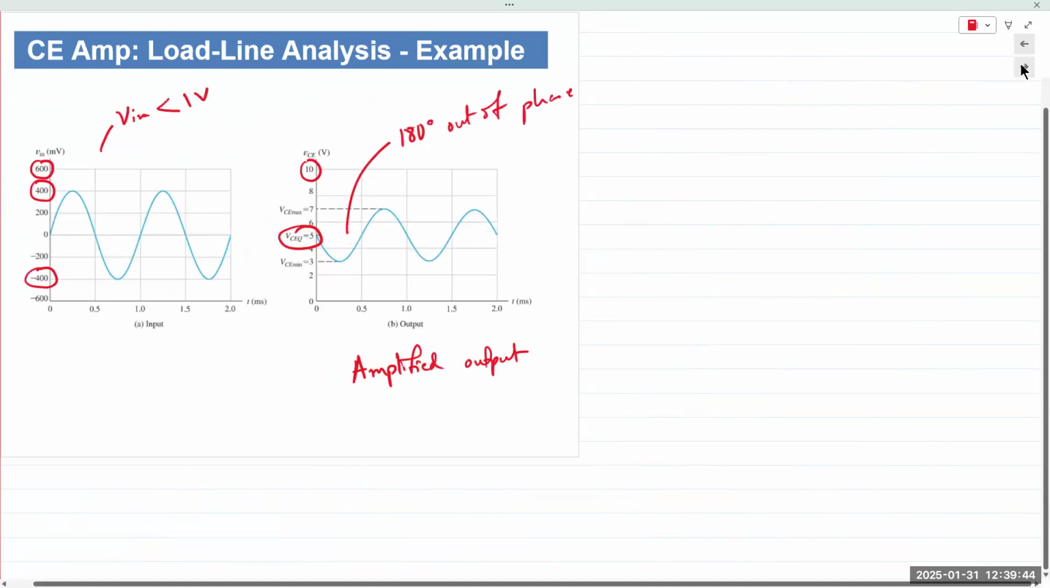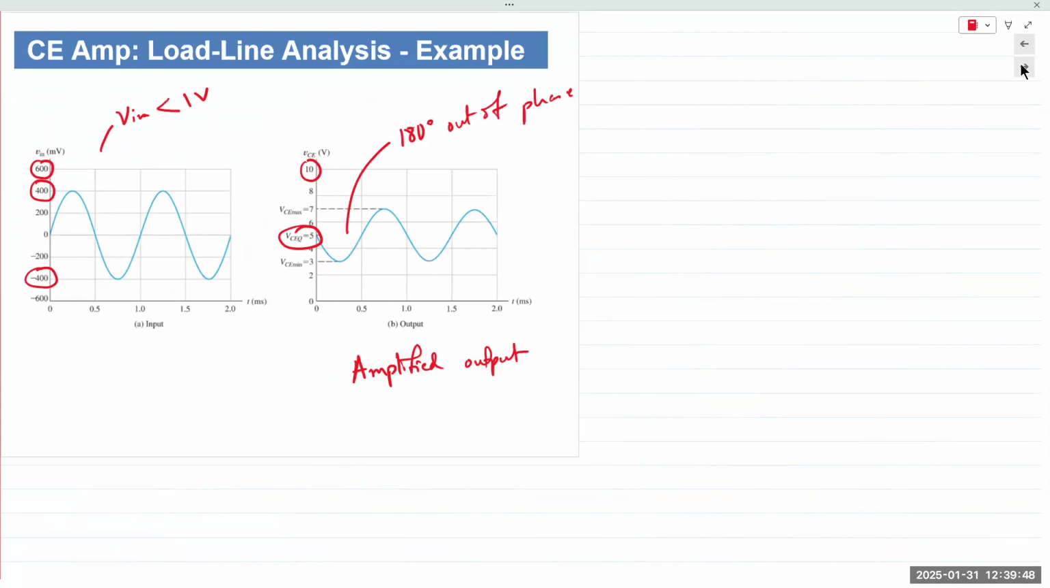It's an amplified output, 180 degrees out of phase. So if your VCC is like 20 volts, you can get an output even larger than 7 volts, right? Depending on what voltage we're applying and depending on the biasing conditions.